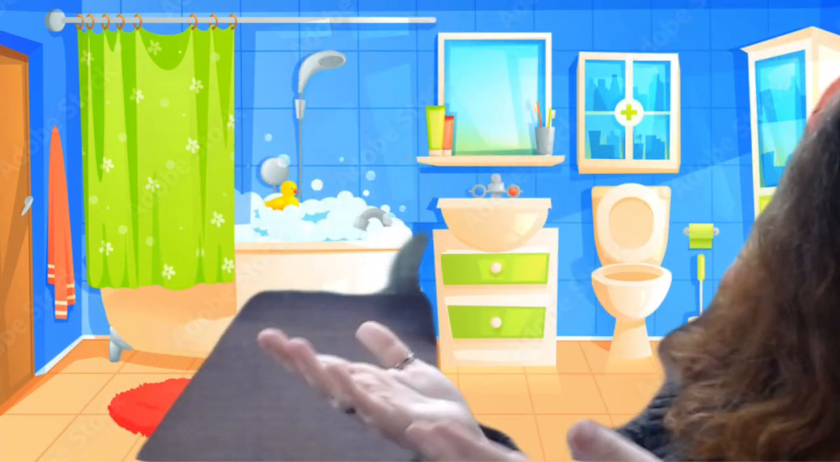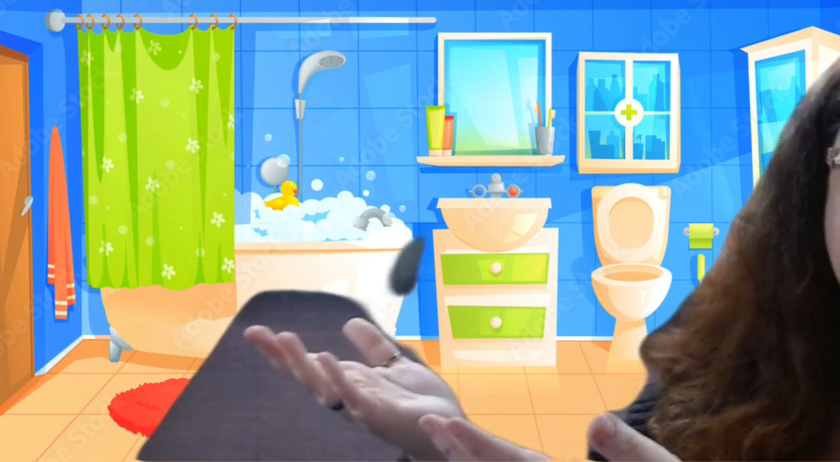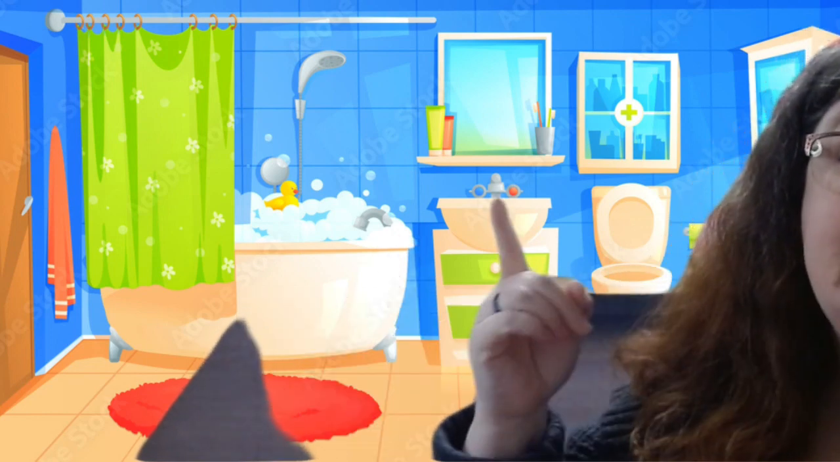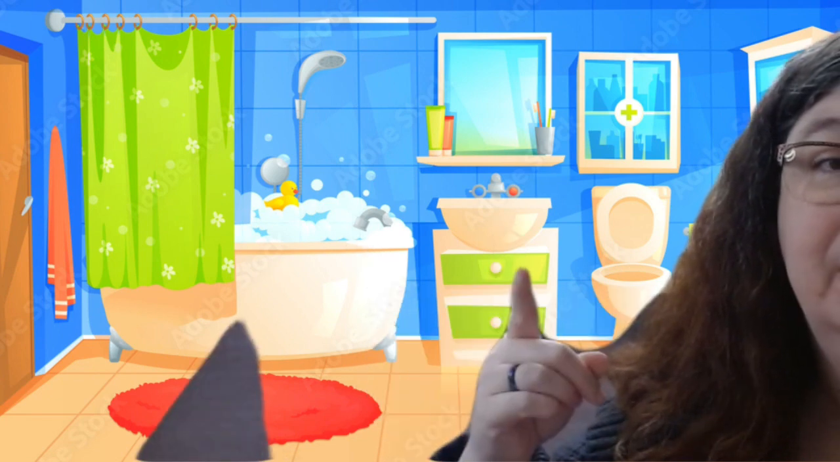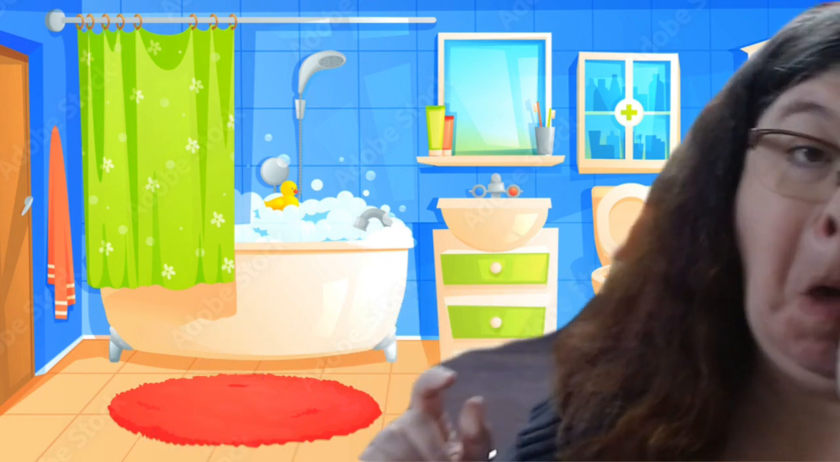The reason we are in the bathroom is because the question of the day is, where do you wash your hands? A lot of times we will wash our hands in a bathroom. And here is the sink where you would wash your hands. You can take a bath and use the bathroom. Okay? So I'm going to go over some vocabulary words.